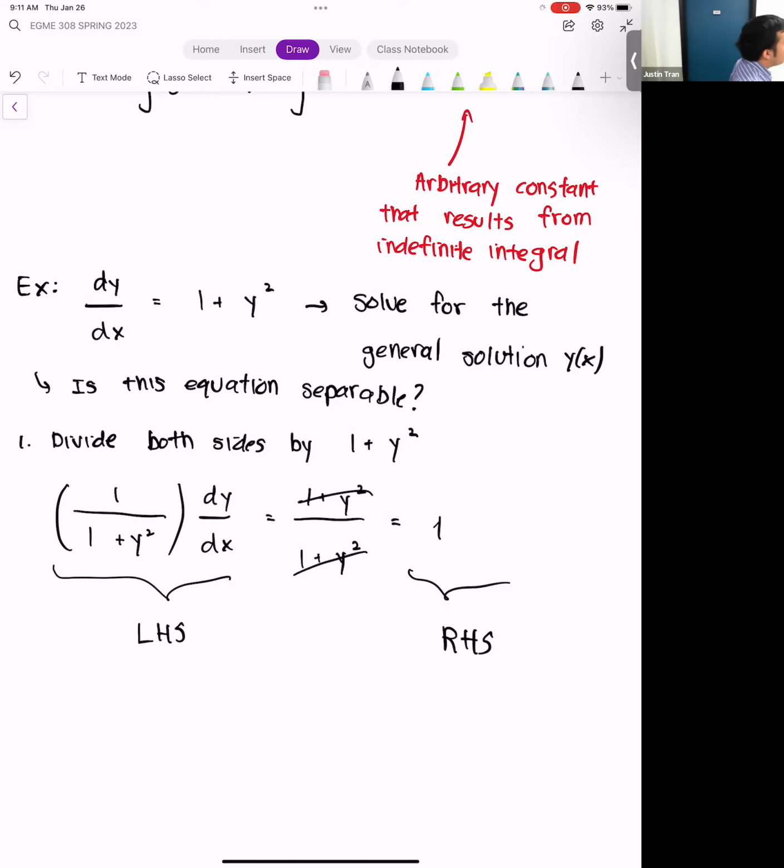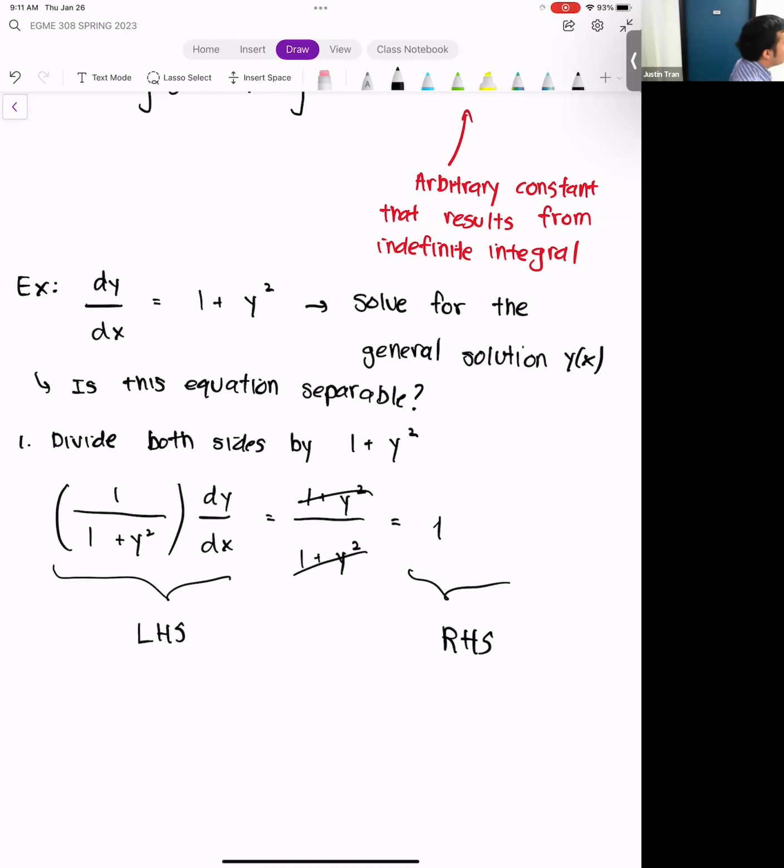And so we can rejoice, we can say, yes, our function is separable. We can just integrate this sucker and get our solution. All right, so now that we've successfully separated the variables, let's go ahead and solve this by integration.